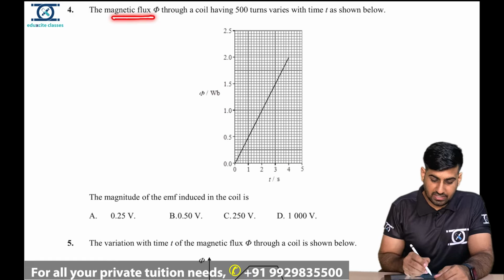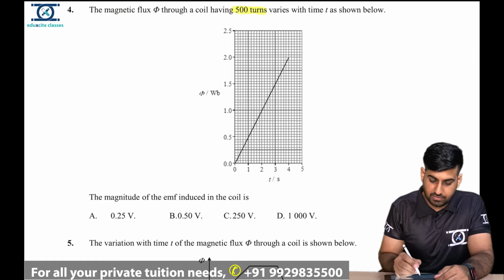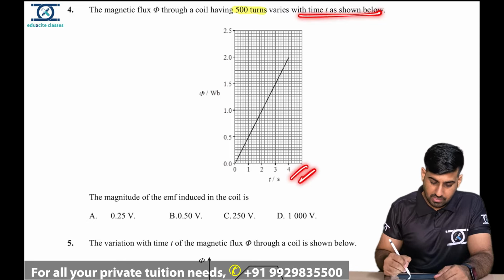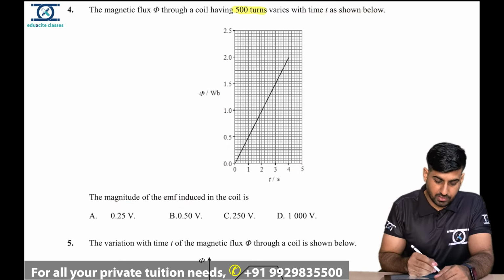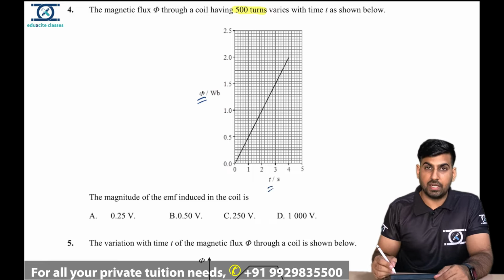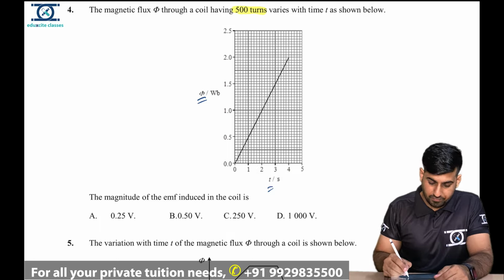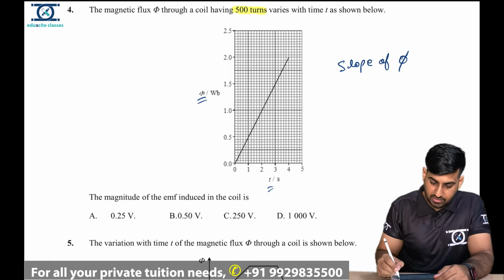Now the fourth, magnetic flux through a coil of 500 turns, very specific, there are 500 turns and the diagram is given. Again the magnitude of induced EMF, this is flux versus time. So we know that d phi by dt is the induced EMF, the magnitude of induced EMF. So you can find out the slope. The slope of magnetic flux versus time gives you the induced EMF.